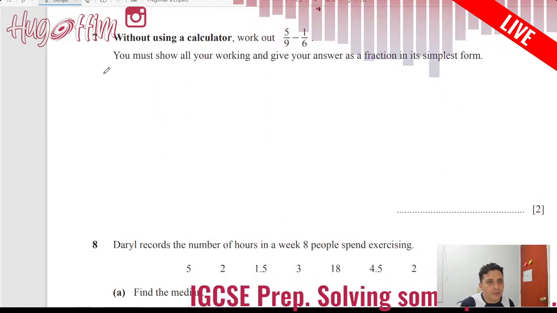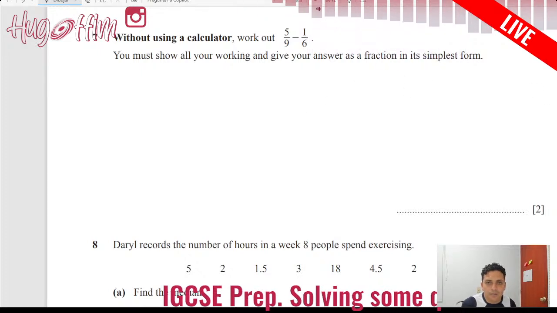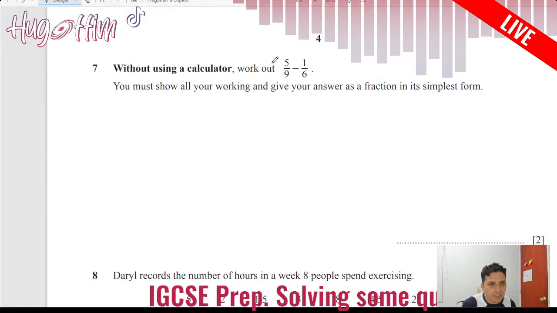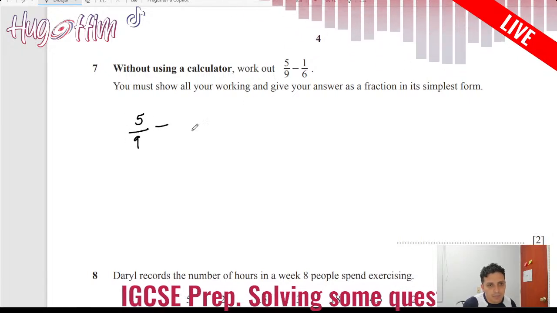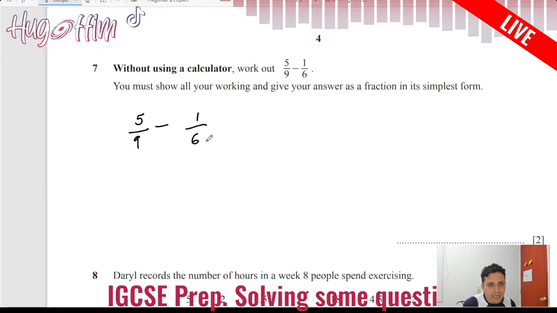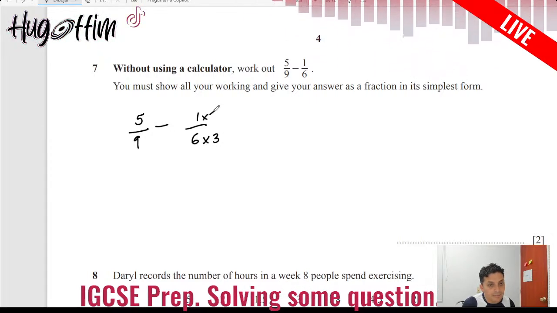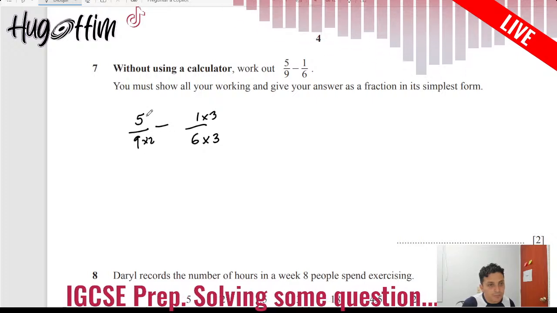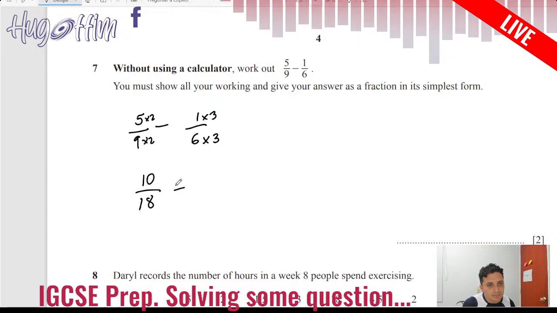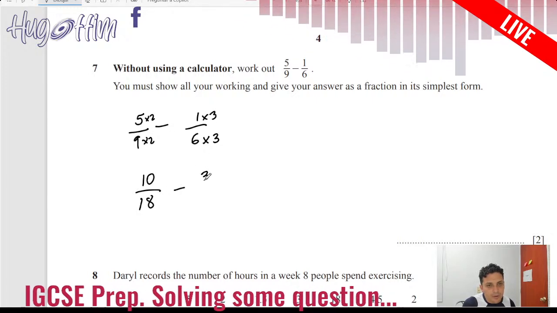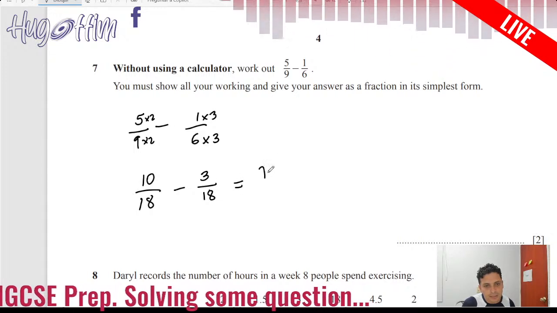It says, without using a calculator, work out 5/9 minus 1/6. You must show all your working. So 5/9 minus 1/6. I multiply this by 2 and this by 3. 5 times 2 is 10, so 10 eighteenths minus 3 times 1, 3 eighteenths. So 10 minus 3 is 7/18.